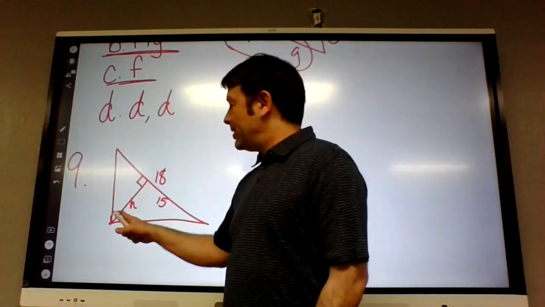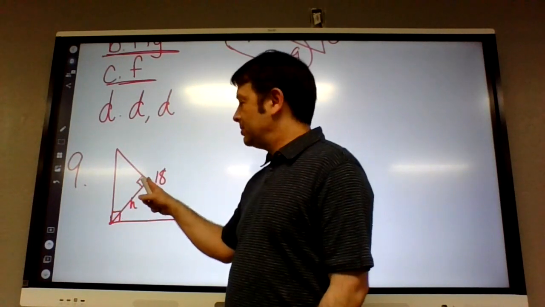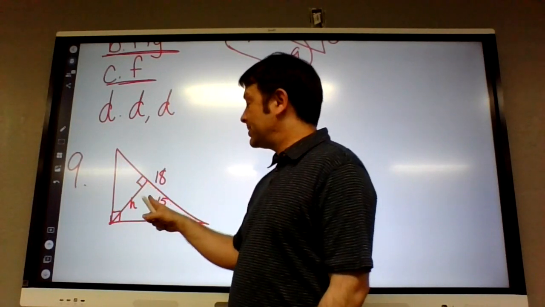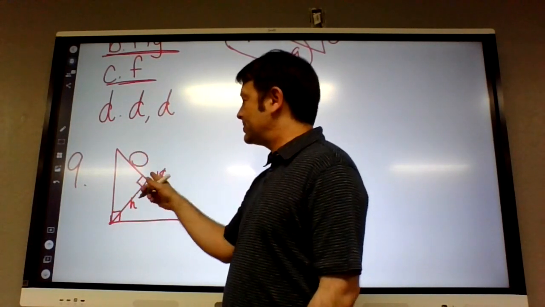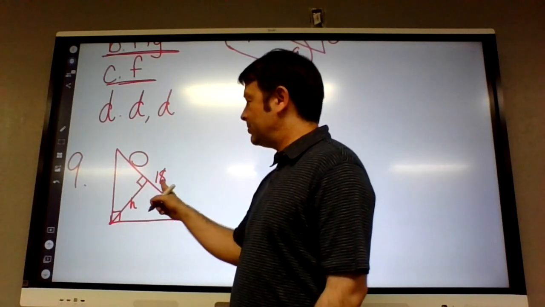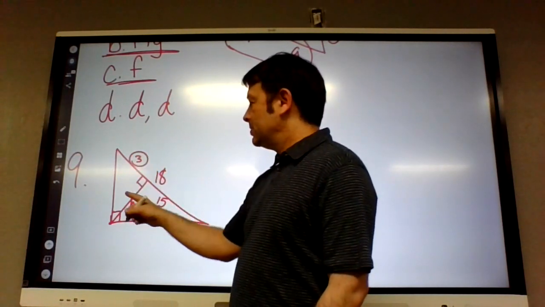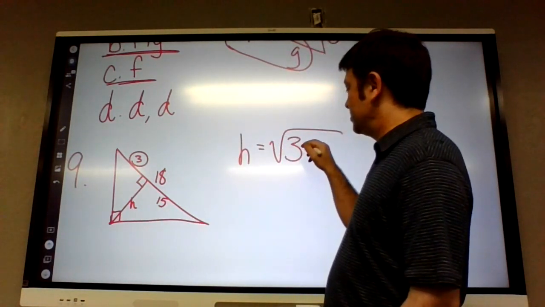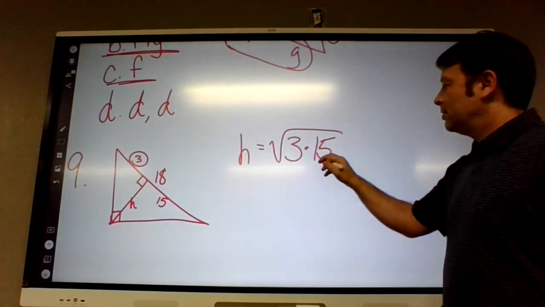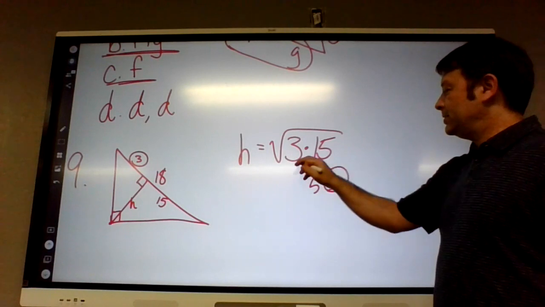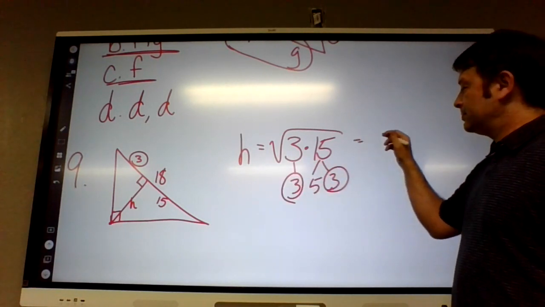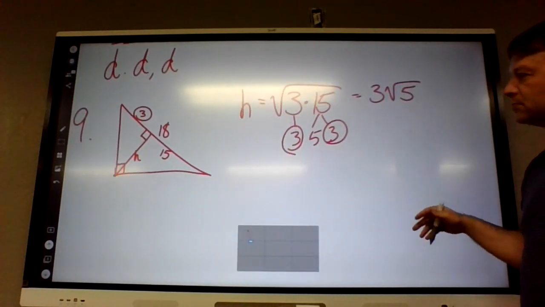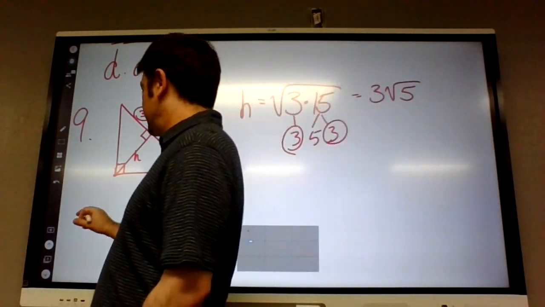Okay, number 9, h is the altitude. So that's just like that one. But the problem is we don't know what this is. 18 is the whole thing. So if this is 15 and the whole thing's 18, what's that? That's 3. So to find h, we need to do square root of 3 times 15. 15 times 3, or 3 squared times 5. Square root of 45 turns into 3 square root of 5.